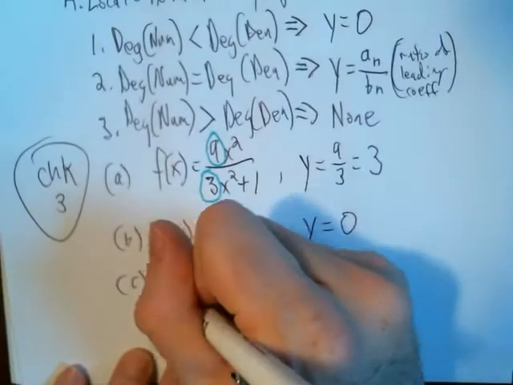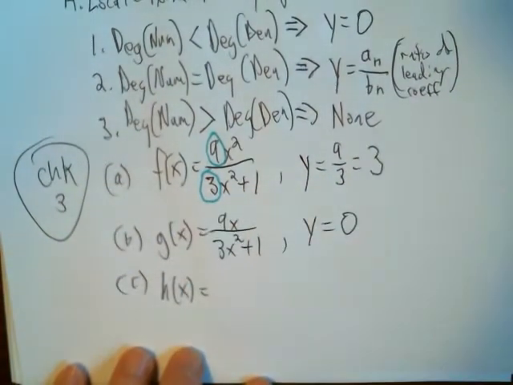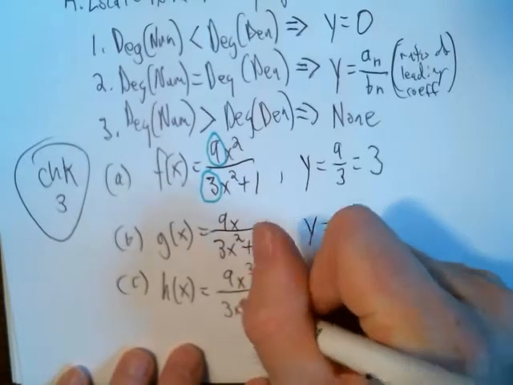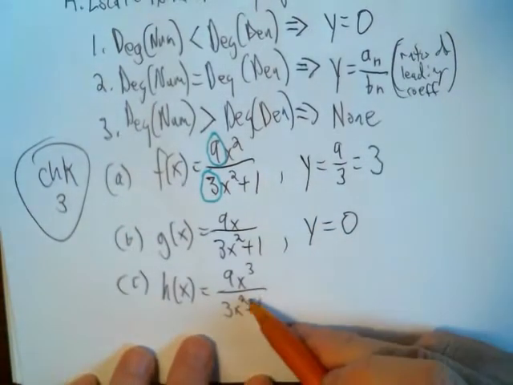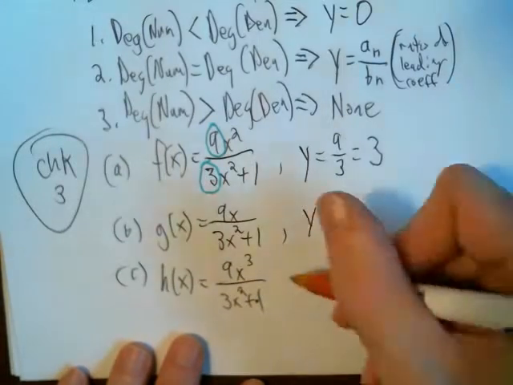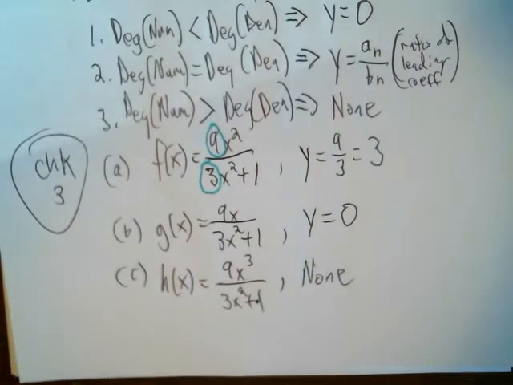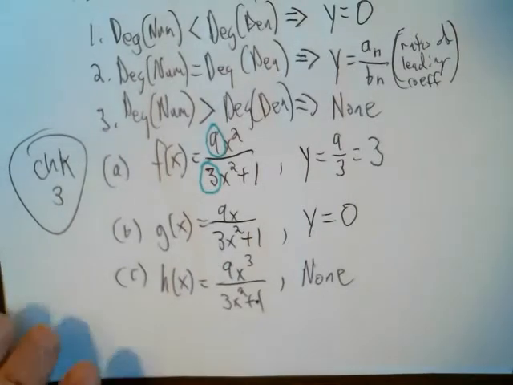Thirdly then, h of x, what's the deal here? We have 9x cubed over 3x squared plus 1. This time the numerator's degree exceeds the denominator's. So that tells me there's no horizontal asymptote. Whoa, okay, so I guess we're going to graph these now.